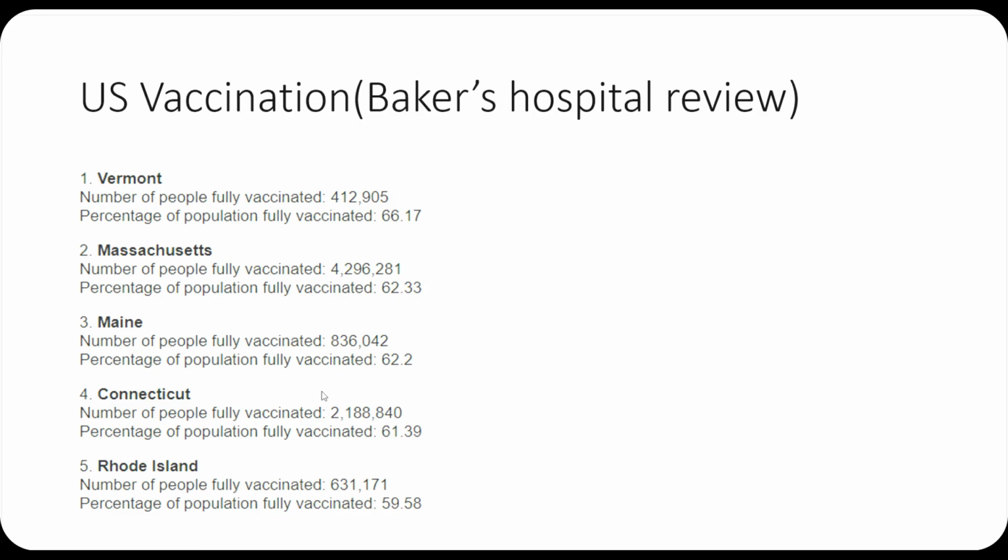And currently there are 5 states that are doing really well in vaccination, but they were nowhere near the mark that gives us confidence that we are protected, which is 80%. Vermont has 66% of the population vaccinated, and number 5 is Rhode Island with 59.58%. We need to have a goal of 80% of individuals in the US vaccinated to have safer neighborhoods, safer communities, and a safer country.